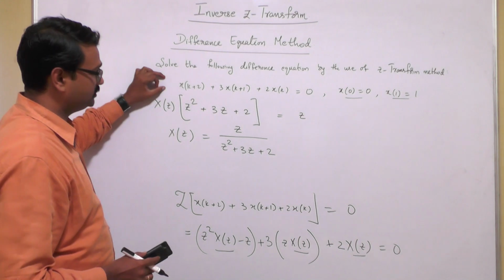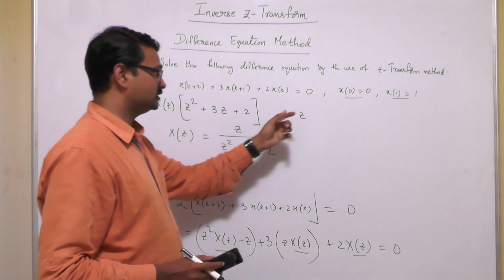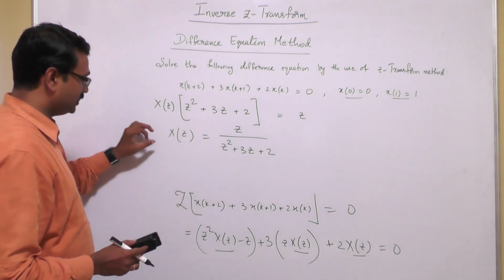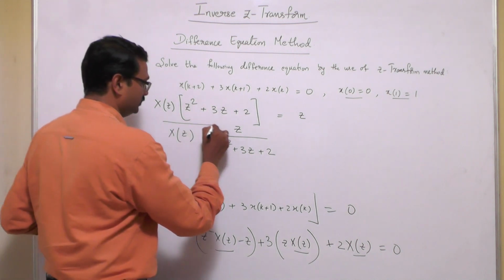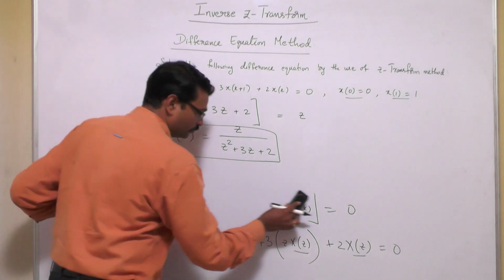That is, I have applied the Z transform to this given difference equation, considering the initial values x of 0 is equal to 0 and x of 1 is equal to 1, and then I have obtained x of z is equal to z by z square plus 3z plus 2.